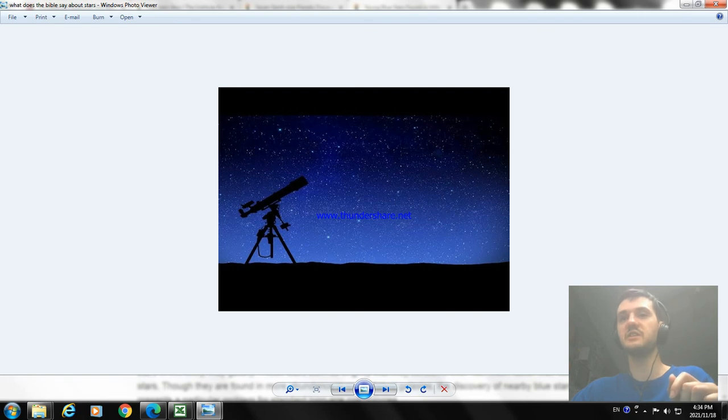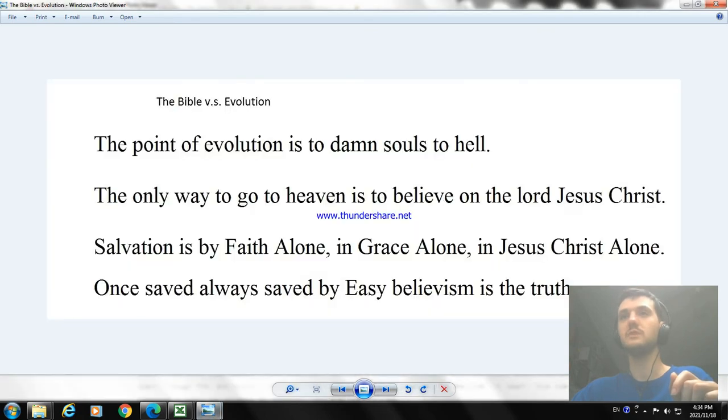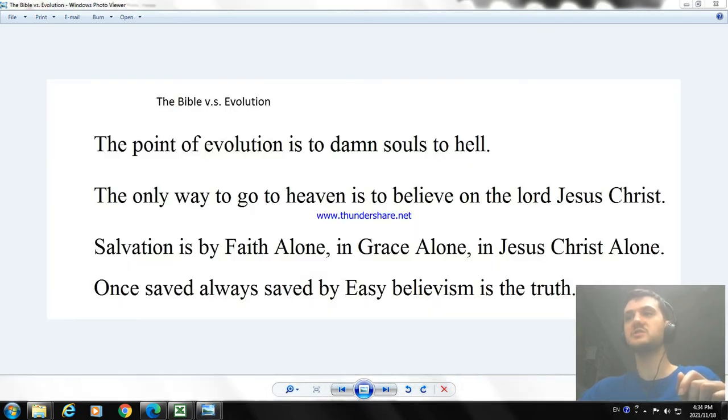And that's the picture of the telescope. So all of us are trying to get saved according to the Bible. The point of evolution is to damn souls to hell. When you go to heaven, believe on the Lord Jesus Christ. Salvation is by faith alone, by grace, in Jesus alone. And once they are saved, you can't lose your salvation. That salvation is just to believe on Jesus Christ for salvation.